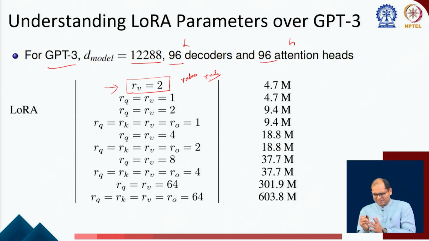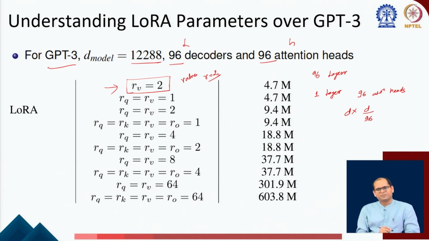Okay, so let's break it down. You have 96 layers, and you will do this for every layer. So let's talk about one layer. In one layer, where will this value matrix feature? You will have 96 attention heads, and each attention head will have a value matrix of dimension D cross D by 96. Okay, so that is the value matrix dimension.